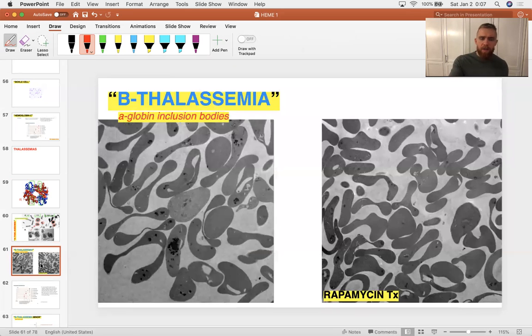So a lot going on in this pathology, as you can see. Here's beta thalassemia. Same thing you see here, inclusion bodies in circulating red blood cells. Not a very good sign.